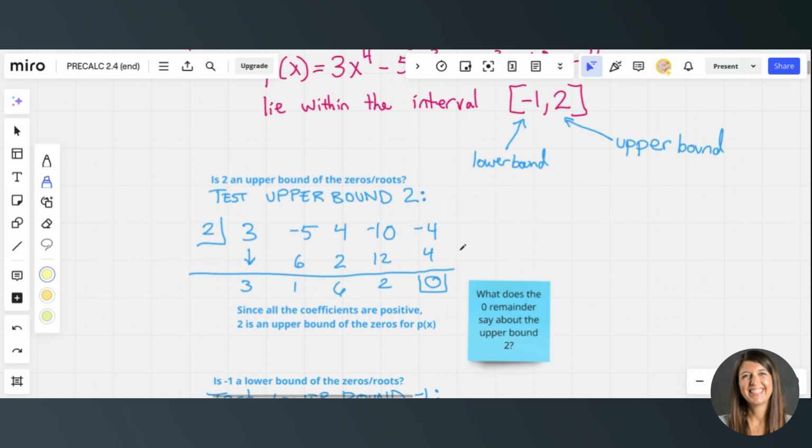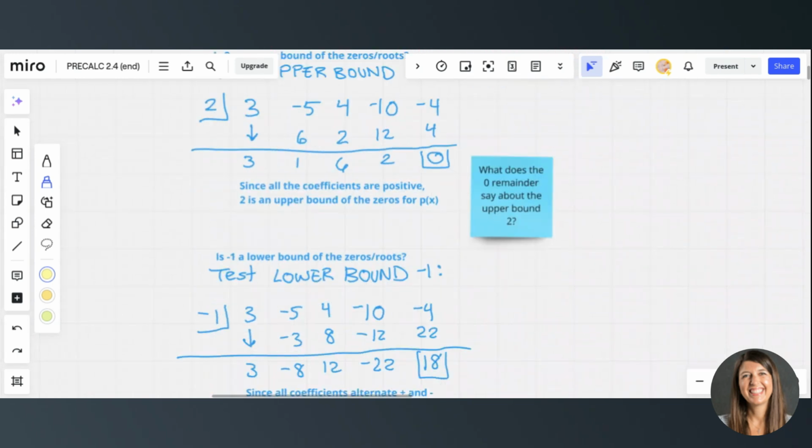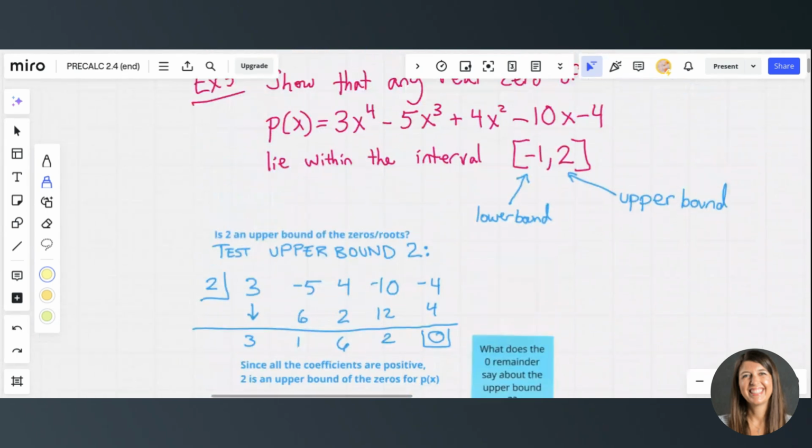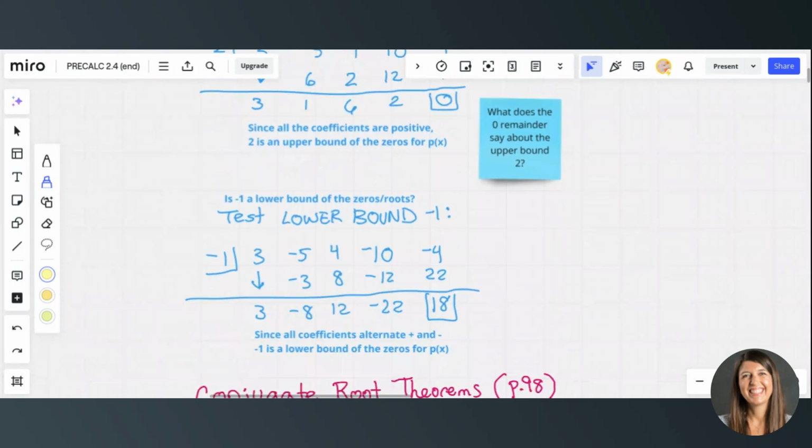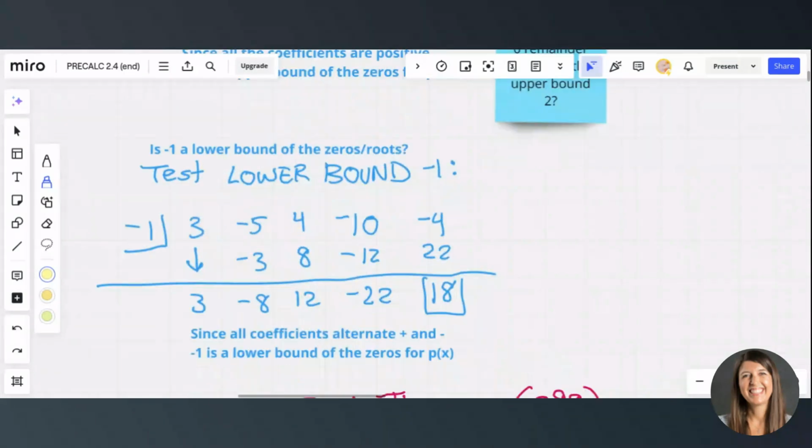Let's check the lower bound. The lower bound, because it's saying the interval is from -1 to 2, so the -1 is the lower bound. And we're going to do the same thing that we did before, but we're going to throw -1 over here in our synthetic division. So first step is we bring down the first number, 3. Okay, write it right there. 3 times -1 is -3. Add up, and you get -8.